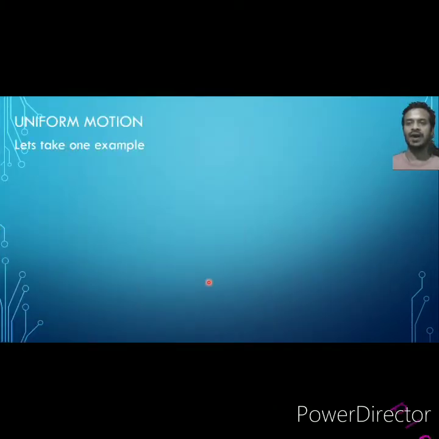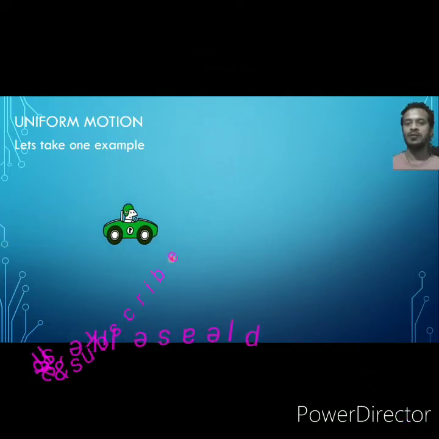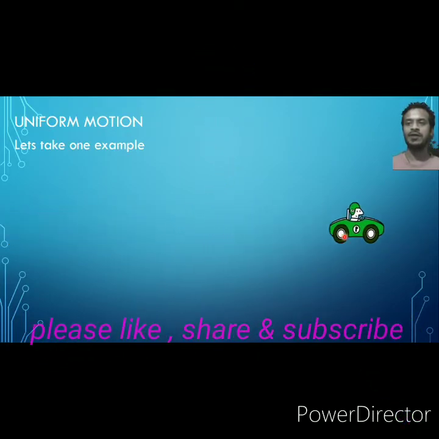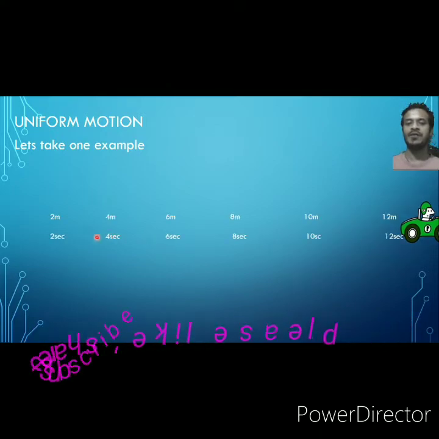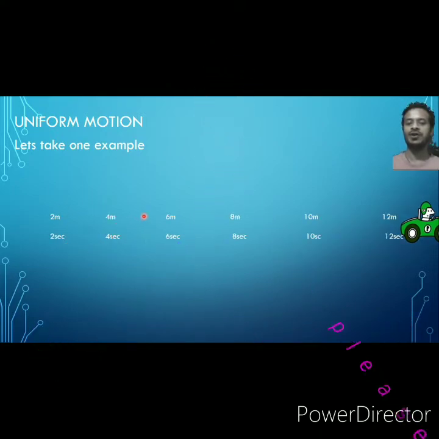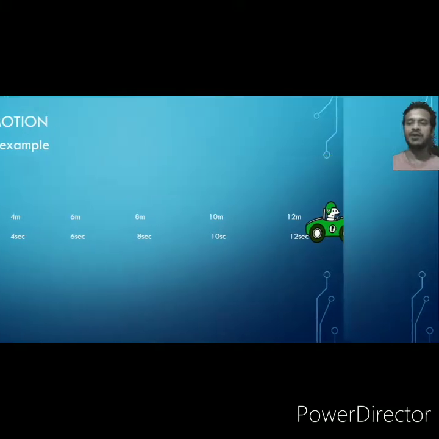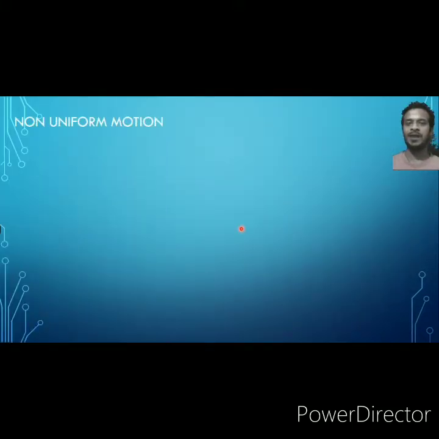So, uniform motion. If we take an example of a moving car, and take a plot of its position and time, you can see that after every equal time interval, the position is changing equally. That means it's uniform motion. You can see in the first 2 seconds, the position changes by 2 meters. In the second 2 seconds, the position changes by 2 meters, and so on. So in uniform motion, the position changes equally with respect to time.